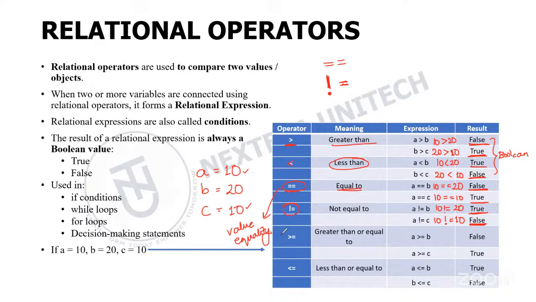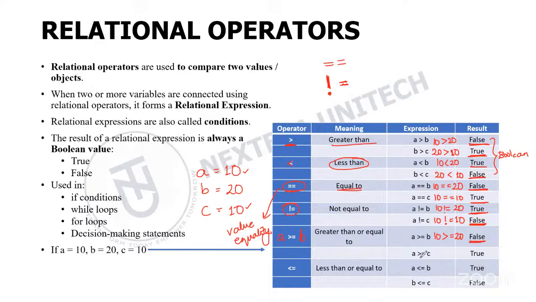And then we have greater than or equal to. It will check whether the left number, let's say a, is greater than or equal to b or not. So when we are comparing a greater than or equal to b, if a is greater, or if it is equal also, we'll get a true. If it is less, we'll not get true, so we'll get a false value. So here a is 10, right? 10 greater than or equal to 20. Is 10 greater than 20? No. Is 10 equal to 20? No. So we'll get false.